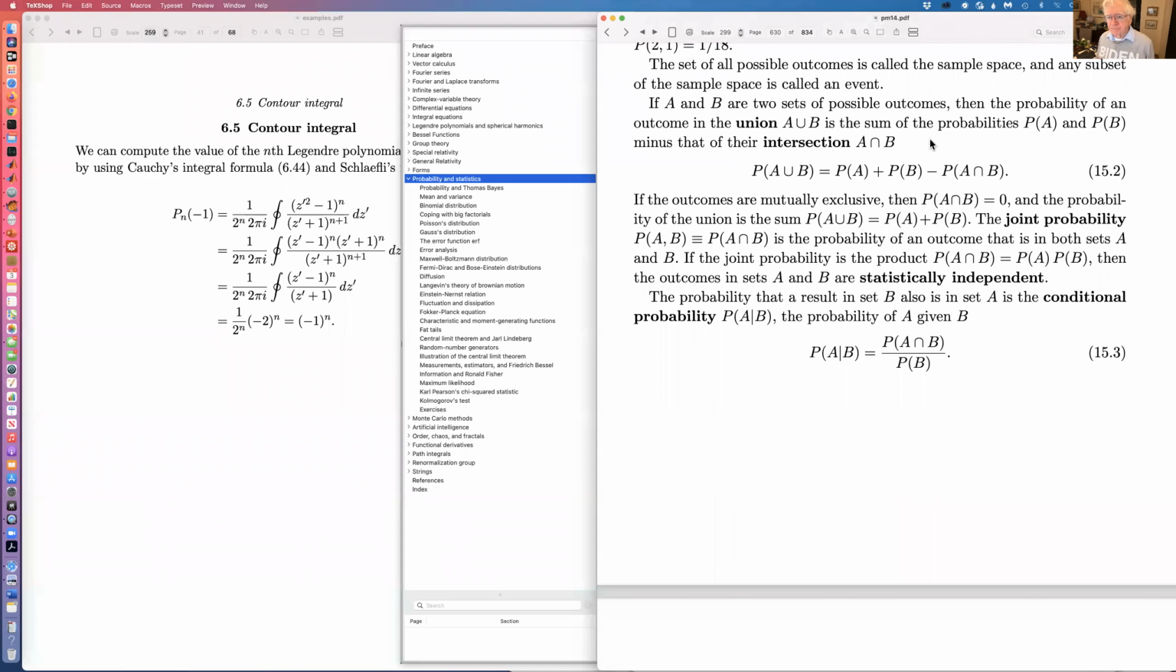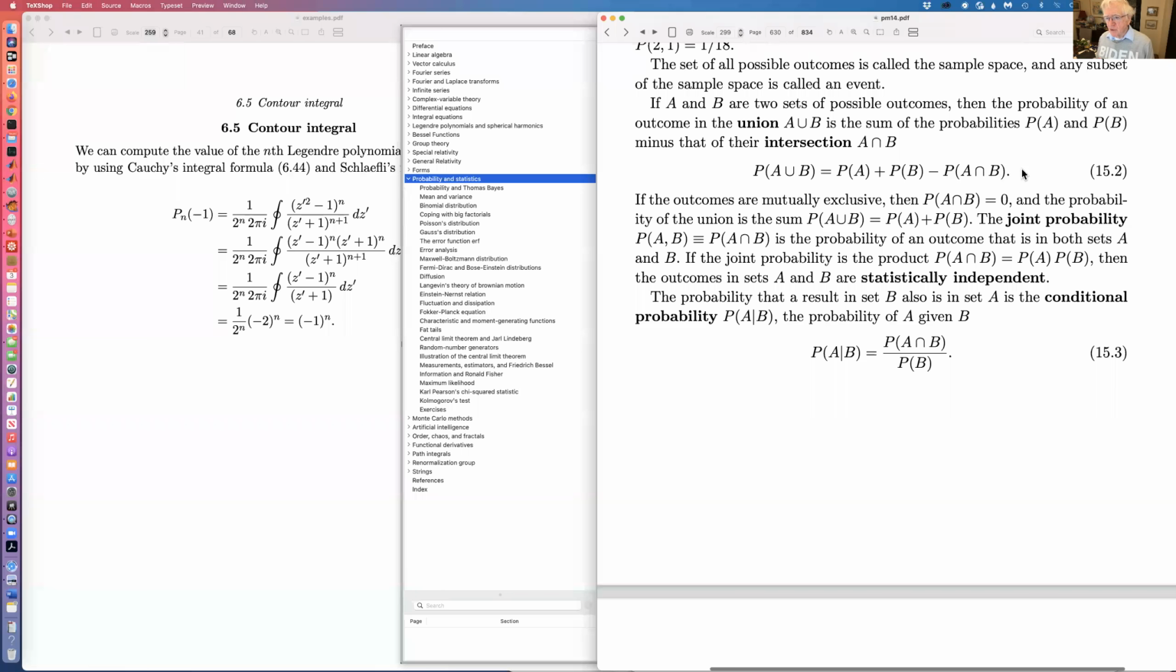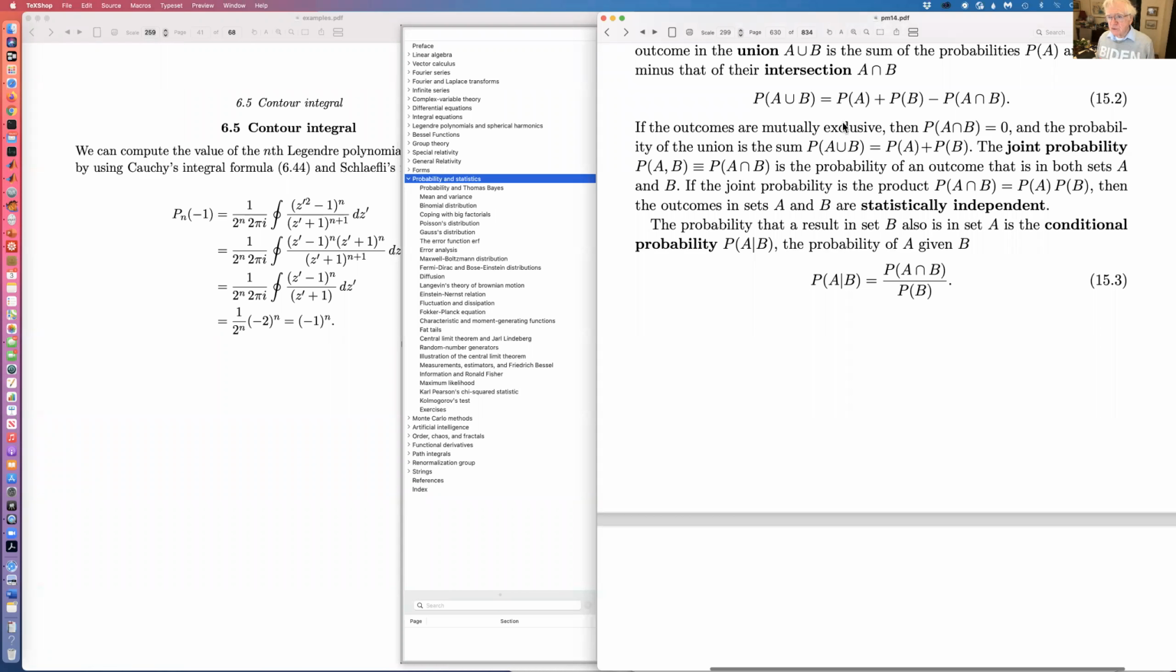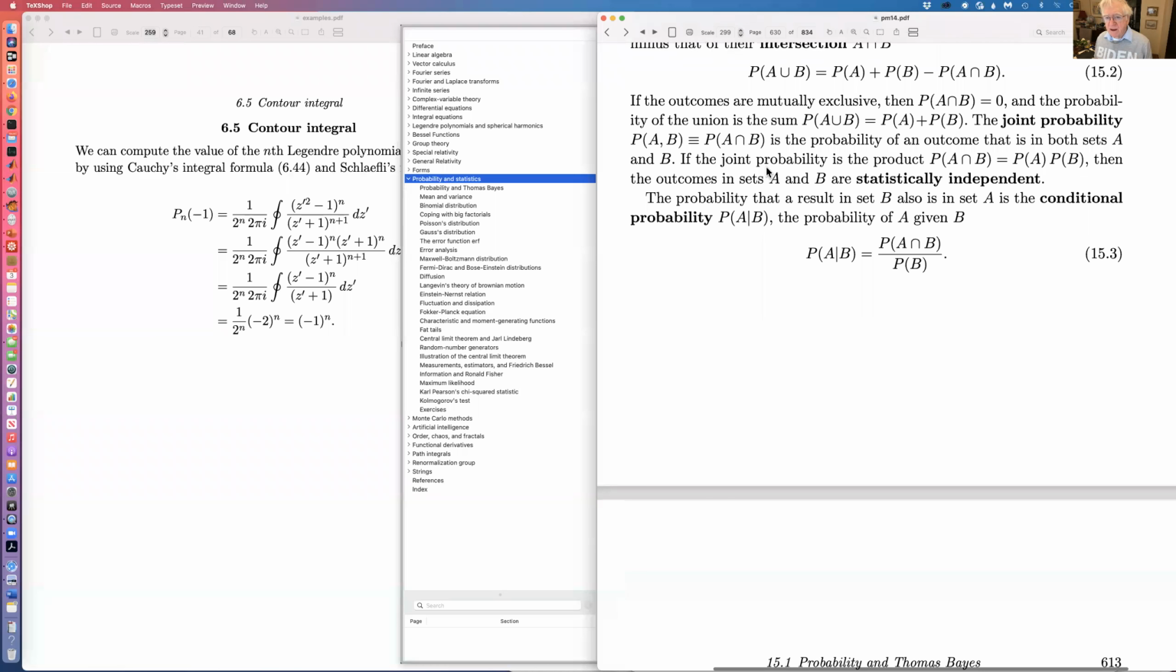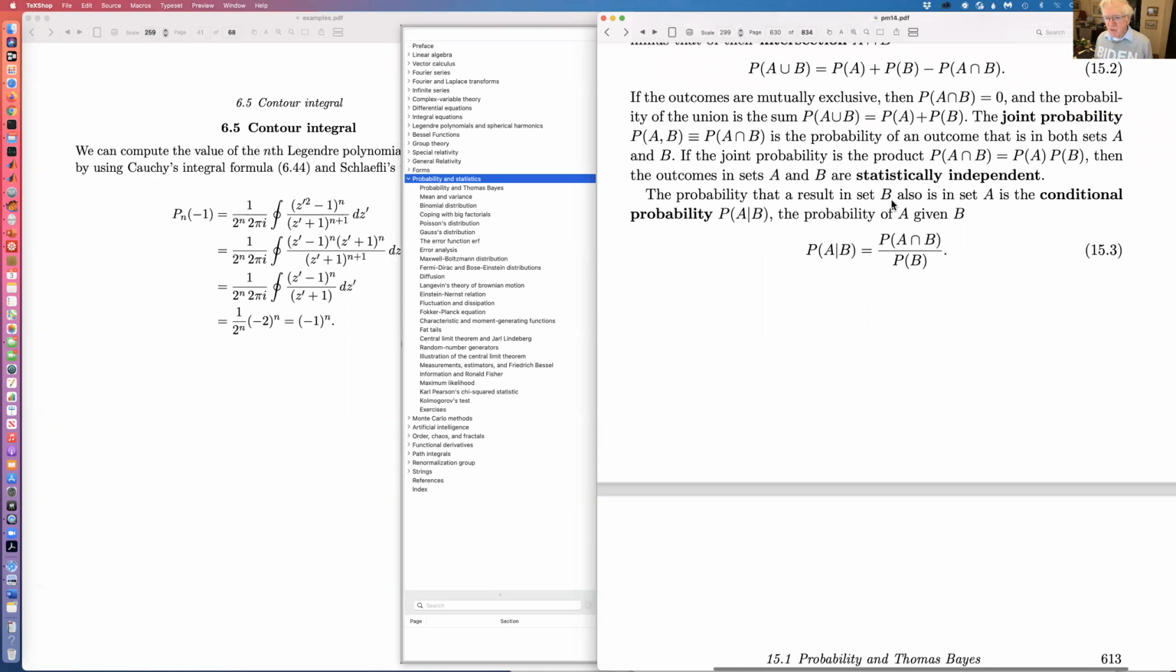And if you have 2 sets of possible outcomes, then the probability of an outcome in the union is, of course, the sum of the 2 probabilities, A and B, and then you avoid double counting by subtracting the probability of the intersection. And if the things are mutually exclusive, then the probability of the union is just the sum. The joint probability is the probability of the intersection. So these are all pretty clear.